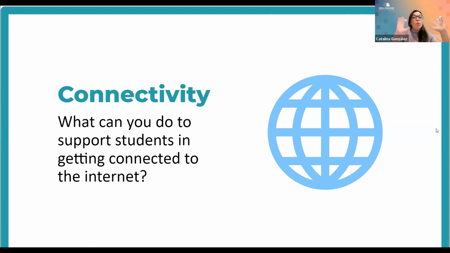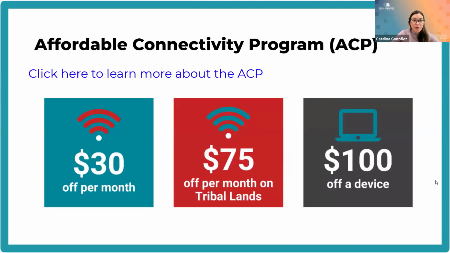Connectivity. So what can you do to support learners that need access to the internet? The first resource that you need to know about is the Affordable Connectivity Program. This Affordable Connectivity Program had a different name at the beginning of the pandemic, but basically it's a subsidy so that people can access the internet at a low cost and high quality.